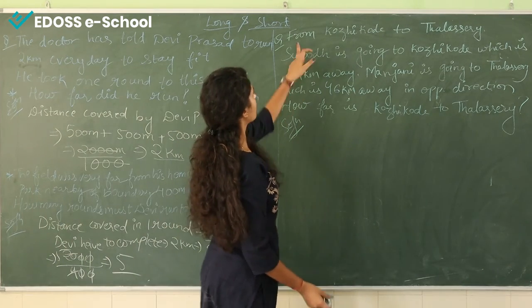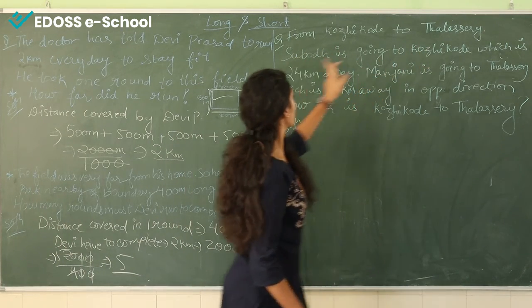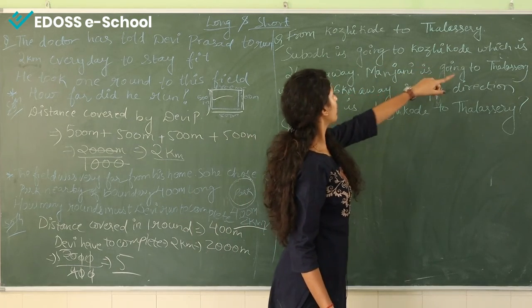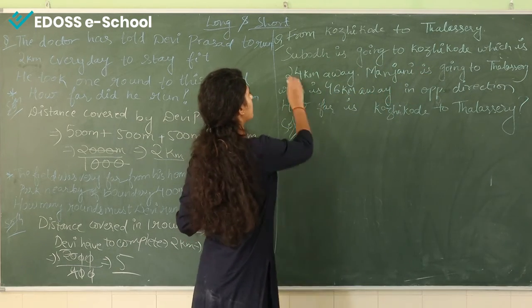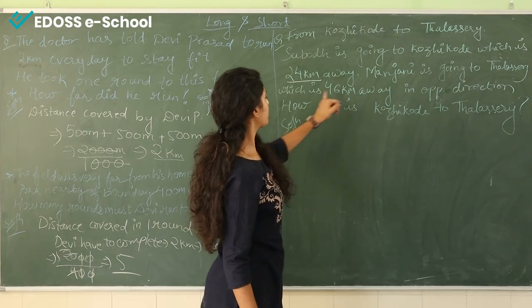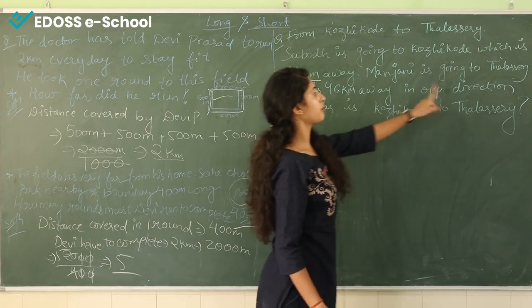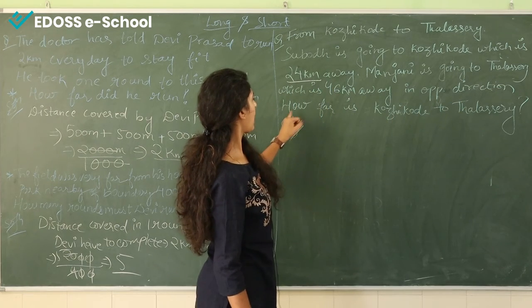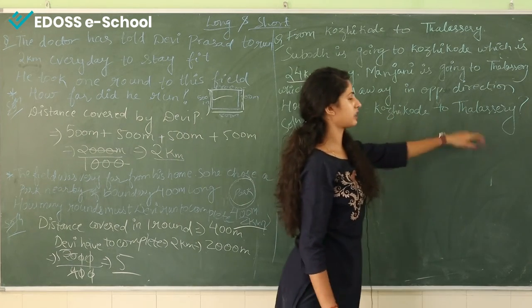Next question is from Kozhikode to Thalassery. So Subodh is going to Kozhikode, which is 24 kilometers away, and Manjini is going to Thalassery, which is 46 kilometers away in opposite direction. So we have to find how far is Kozhikode to Thalassery.